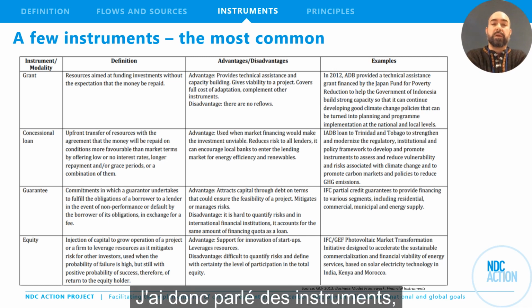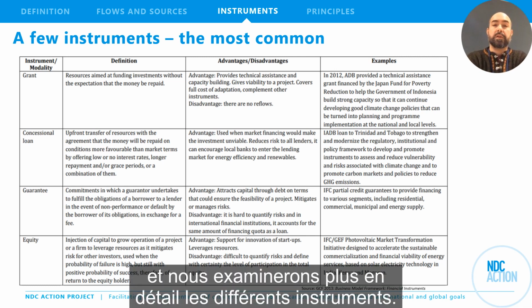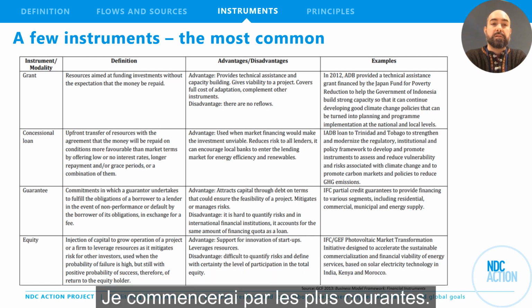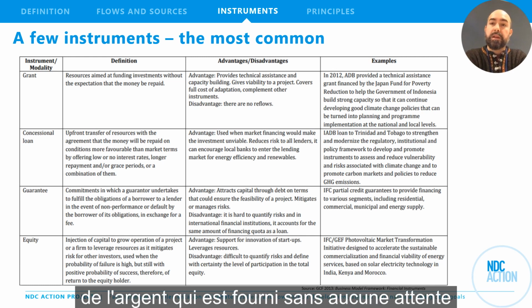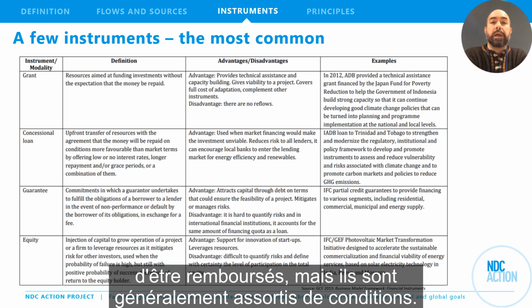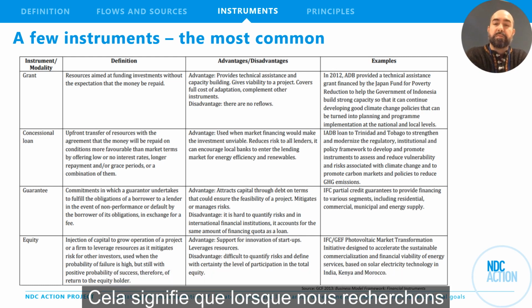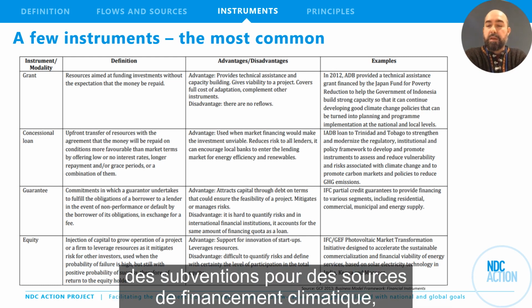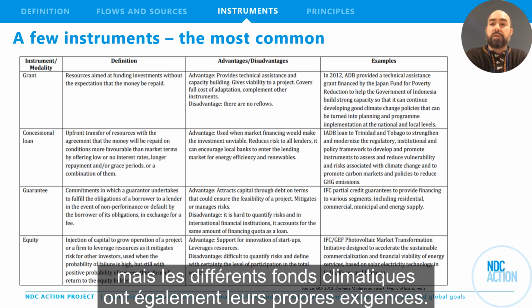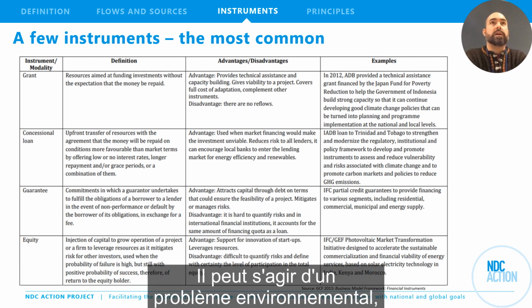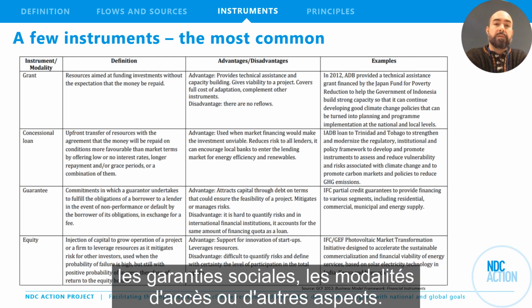So I've talked about the instruments, and here we'll look more into details on different instruments. I'll start with the most common ones. We have grants, which is basically money that is provided without any expectation of being repaid, but they usually still come with strings attached, meaning that when we look for grants from climate finance sources, of course, there is the climate rationale that I mentioned earlier, but the different climate funds also have their own requirements. It can be environmental and social safeguards or access modalities or other aspects.